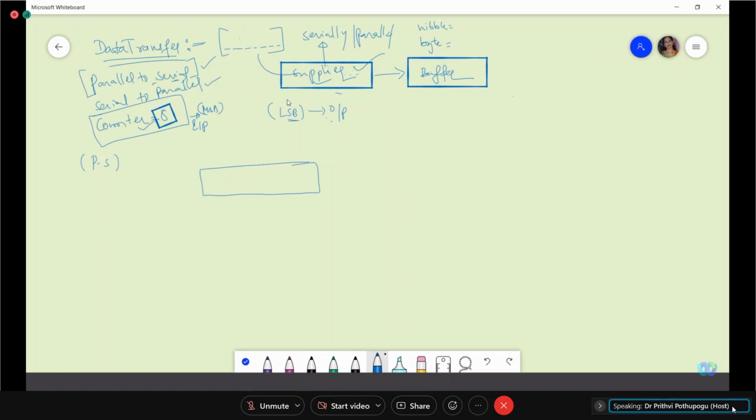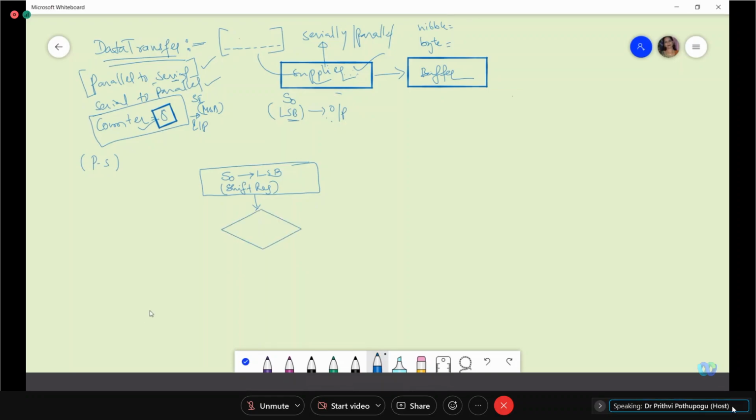For every serial out, if you take this is serial in, a serial out onto LSB is happening. So this will be happening using a shift register. On the shift register, the bit will be transferred.